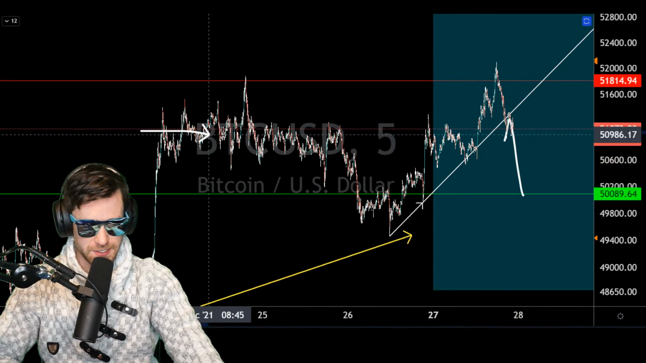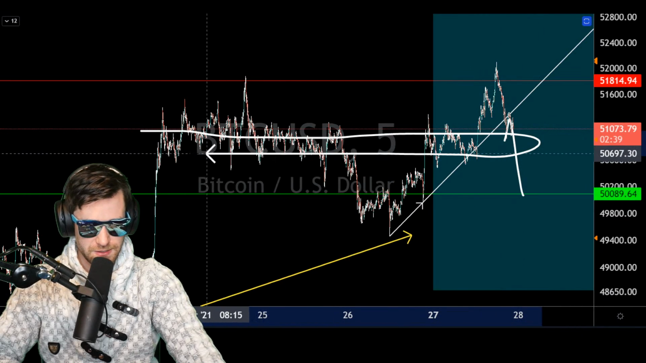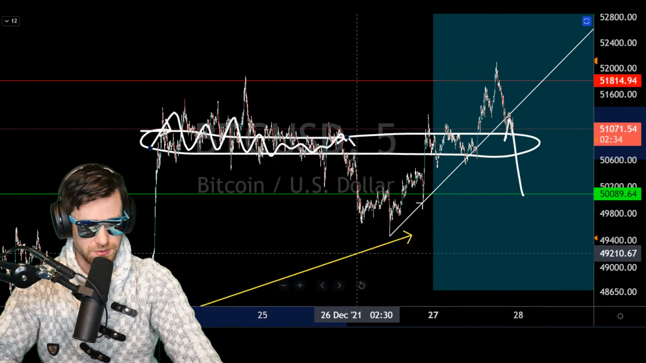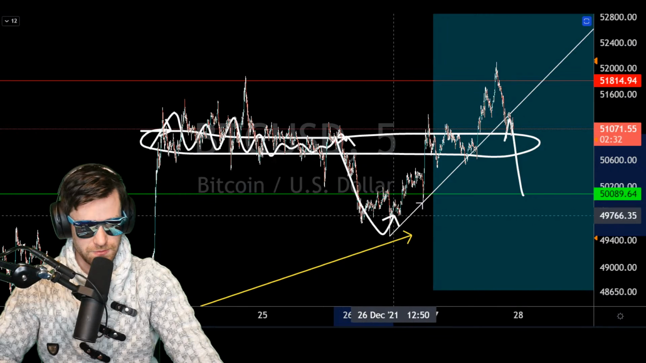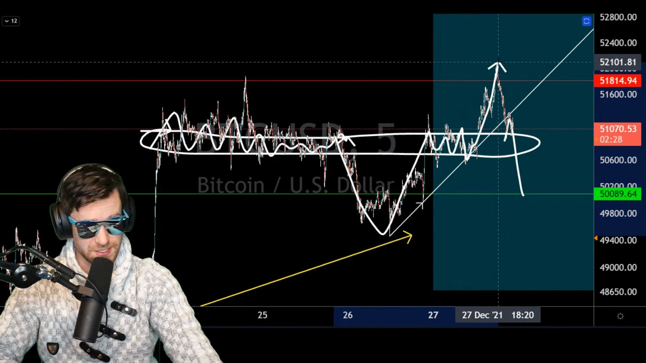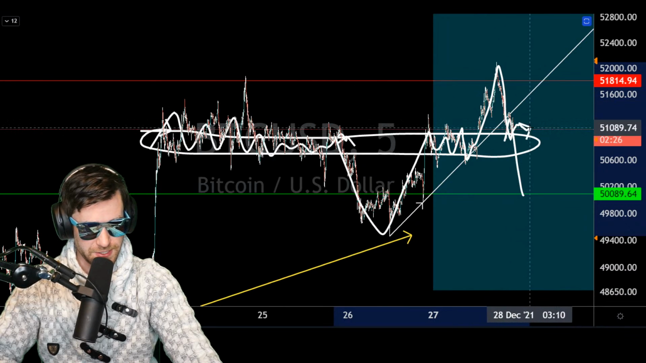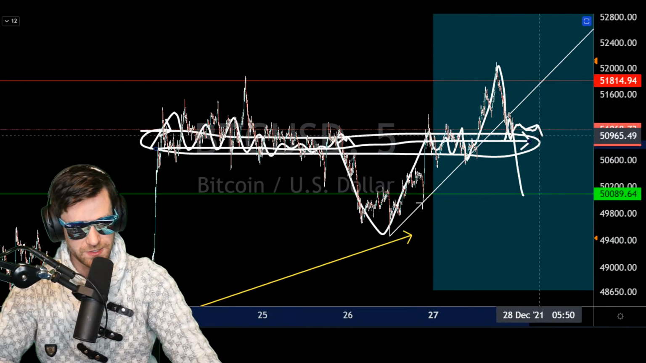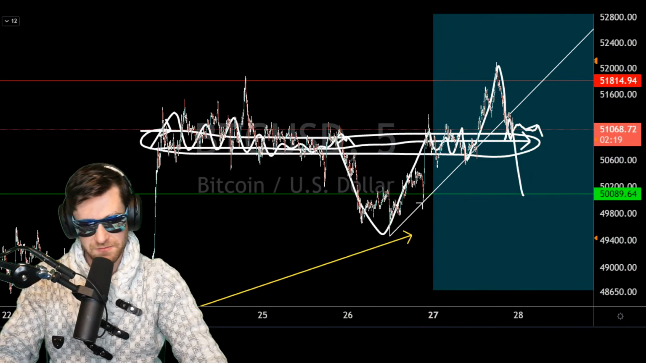What it really looks like to me is backtesting. We consolidated here in this range. You stopped low, hunted longs, consolidated in this range, moved high, stopped shorts, moved back, consolidated in this range. So now you're testing that area of consolidation. I think you're going to see a move to the upside.